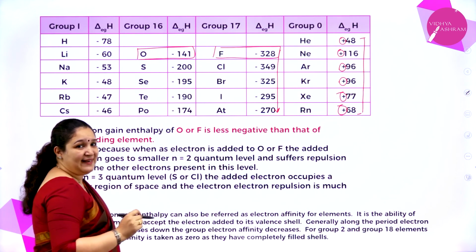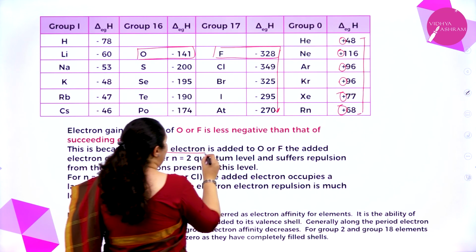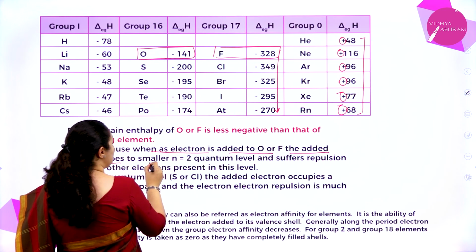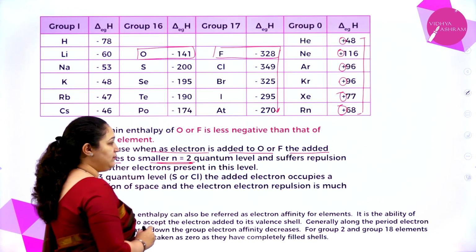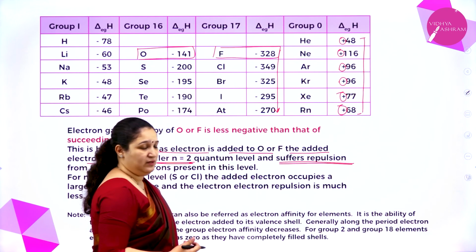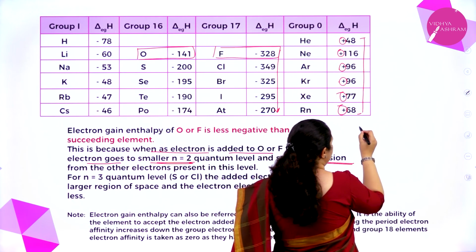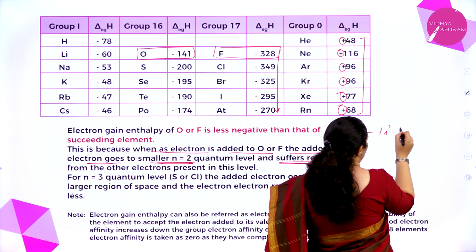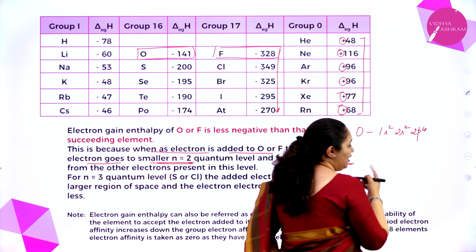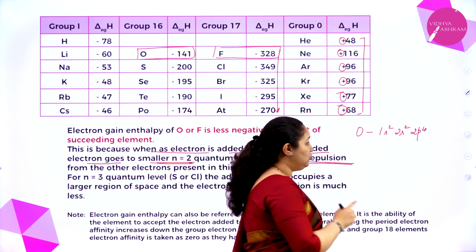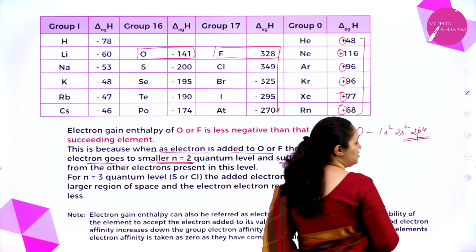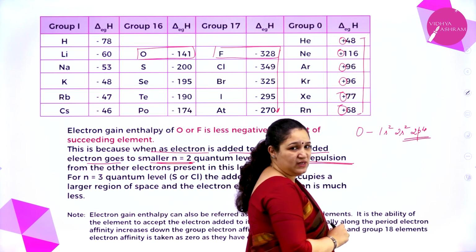Why is it so? That is because when an electron is added to oxygen or fluorine, the electron goes to the smaller n equals 2 quantum level and suffers repulsion. Now what do you mean? For example, I'll take oxygen. I have the 1s2, 2s2, 2p4 electronic configuration. Now if you want to add an electron to this oxygen atom, it will go to the second shell, correct? It will go to the second shell.